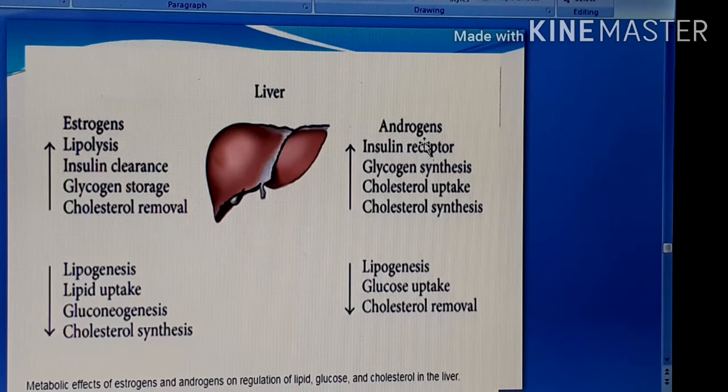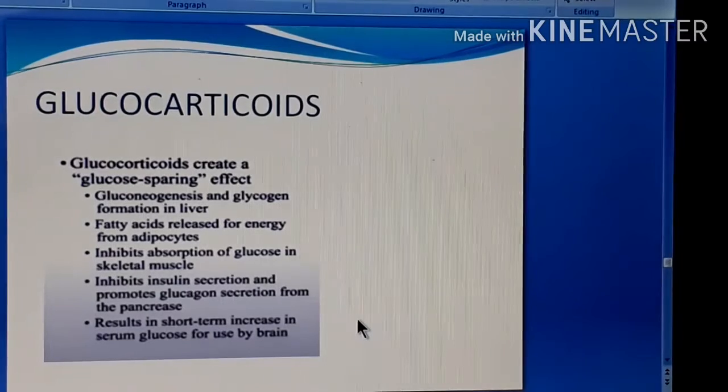And in the case of androgen, it increases the insulin receptor. It increases the number of insulin receptors and glycogen synthesis, cholesterol uptake, and cholesterol synthesis. Basically, these processes are enhanced by the androgens, while lipogenesis, glucose uptake, and cholesterol removal are reduced by the androgens in the liver.